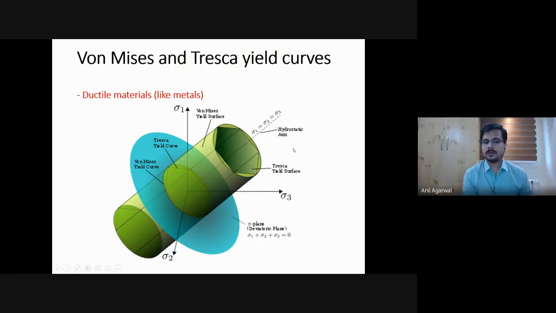Okay, and if I have that prism, there would be a longitudinal axis right at the center of that prism, and that longitudinal axis will be sigma 1 is equal to sigma 2 is equal to sigma 3. So now, what is that line? Let's say I have three axes, x, y, z. These are three perpendicular axes, or 1, 2, and 3.